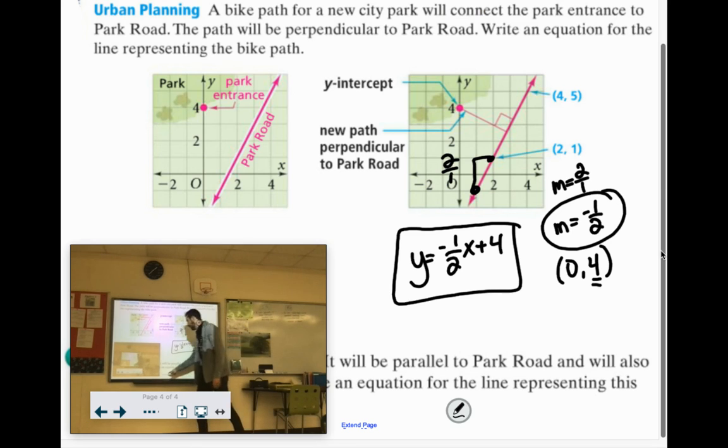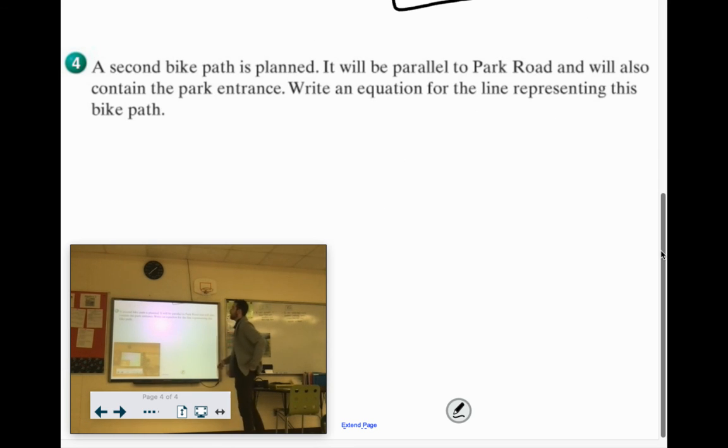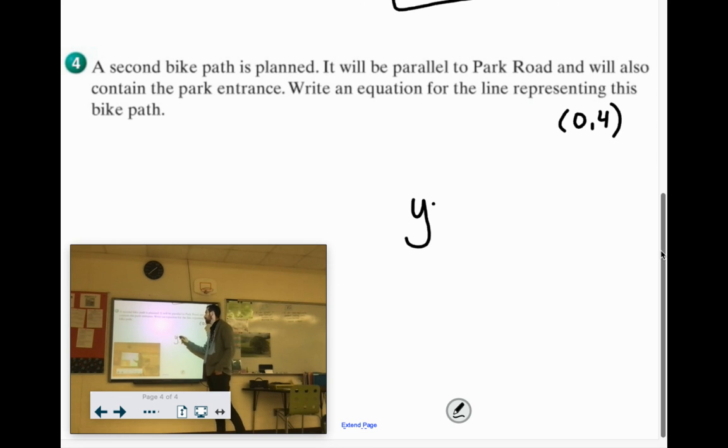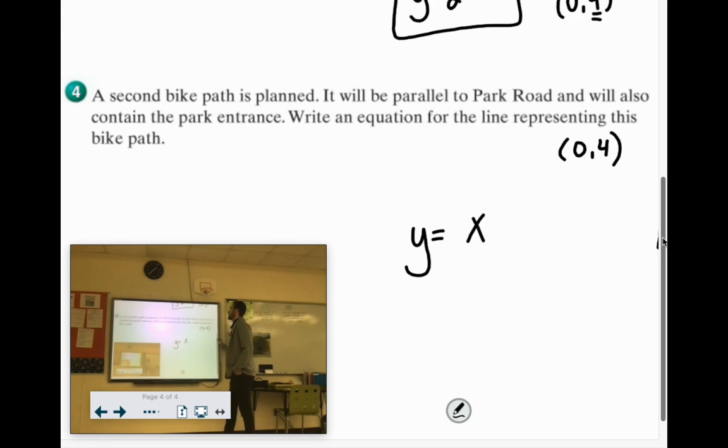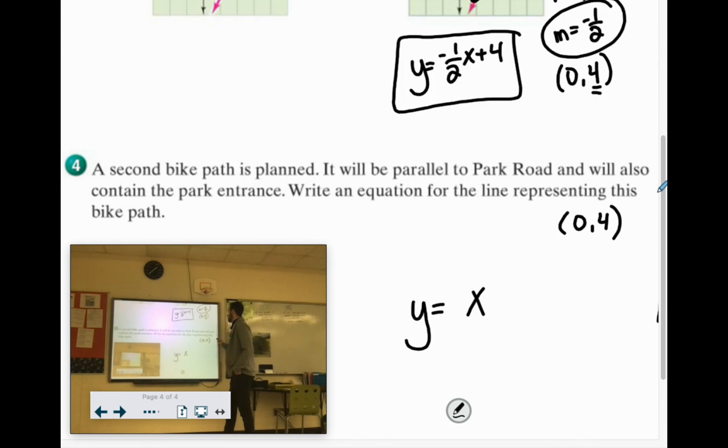Let's see part B here. A second bike path is planned. Whoa! It's going to be parallel to Park Road and will also contain the park entrance. Now, I remember that park entrance was (0, 4), which again gives us the y-intercept. Something x plus 4.